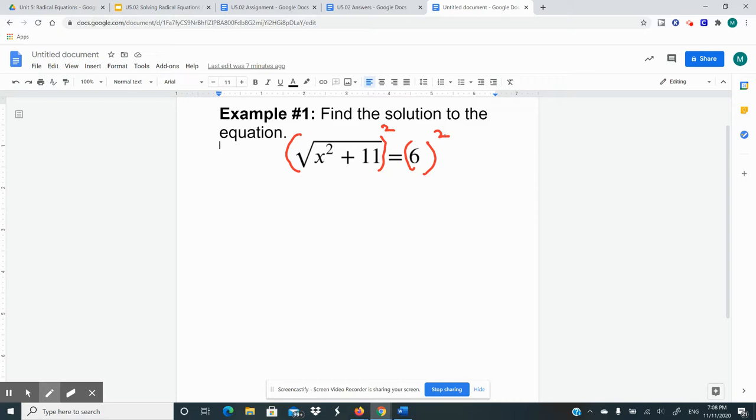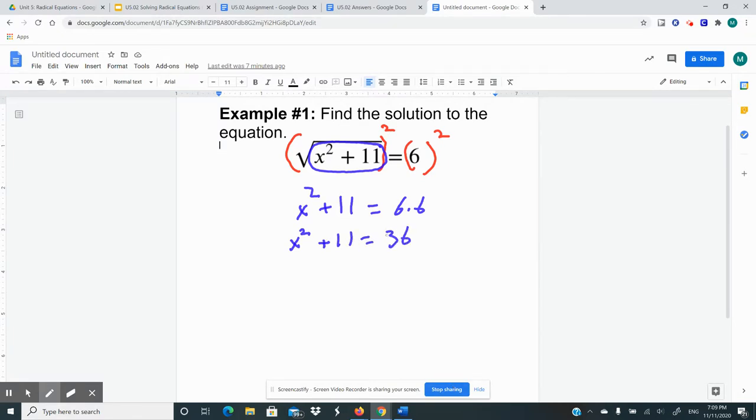Now, when I take the square of a square root, I would end up with the expression under the square root. So that expression right here, that's what I would get when I take the square of a square root. So I can rewrite it as x squared plus 11 equals 6 squared, which is 6 times 6, the same thing as x squared plus 11 equals 36.